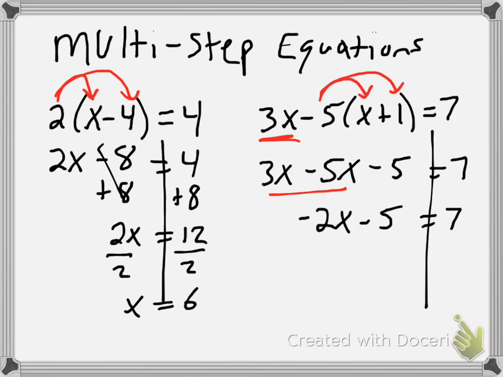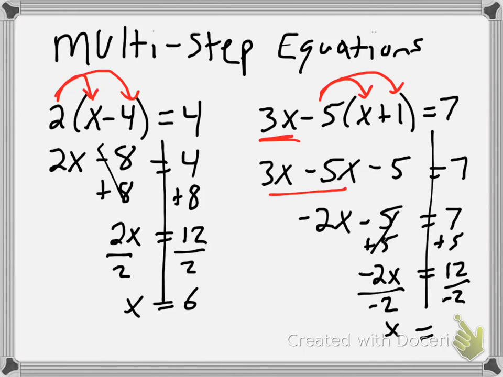Now I have to solve for x, so I have to get rid of minus 5, so I have to add 5 to both sides. So I get negative, oops, my negative's not showing up, negative 2x equals 12. And now to solve for x, I have to get rid of times negative 2, so I divide by negative 2. Those cancel, so 12 divided by negative 2 is a negative 6.